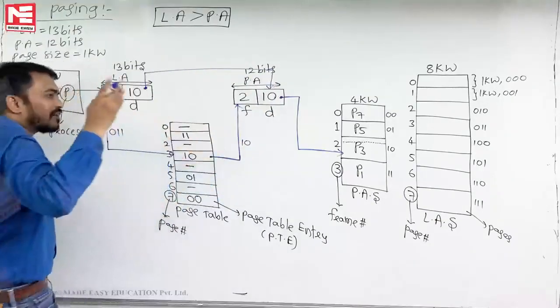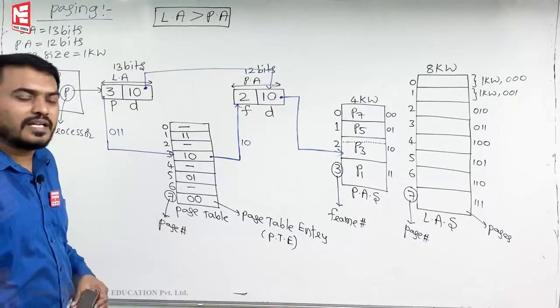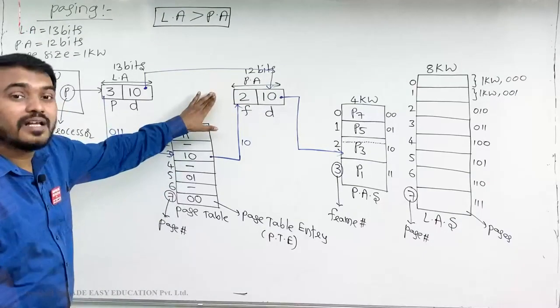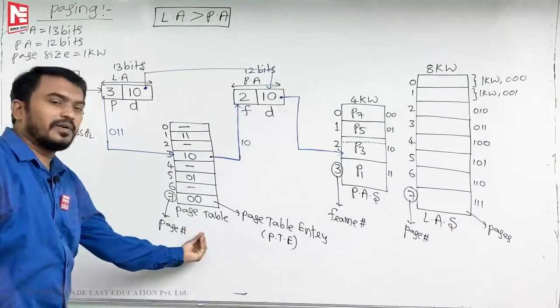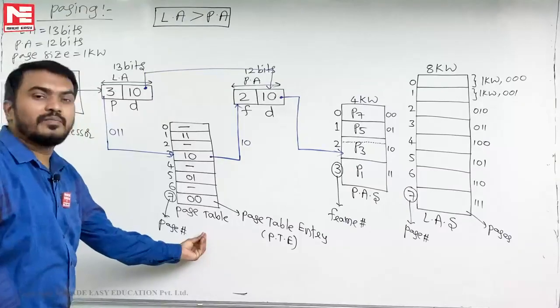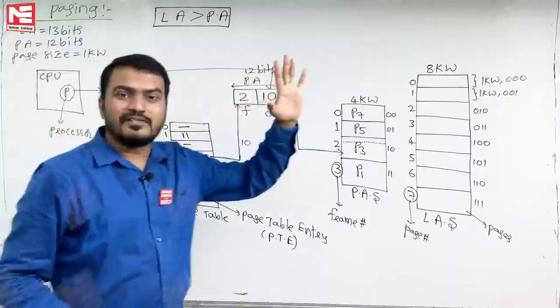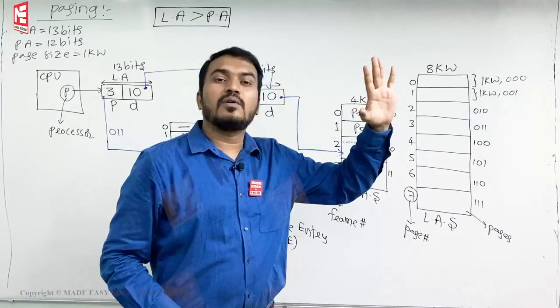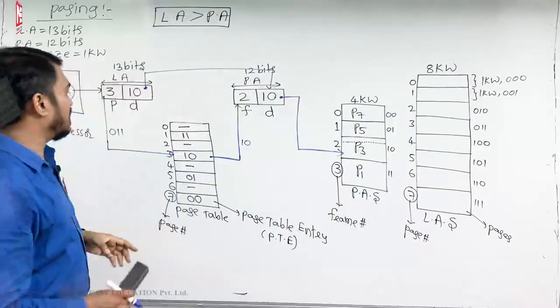So how is this actually happening? This is actually happening with the help of a page table. Is that clear for everyone? Yes or no? Okay, right. Now understand.